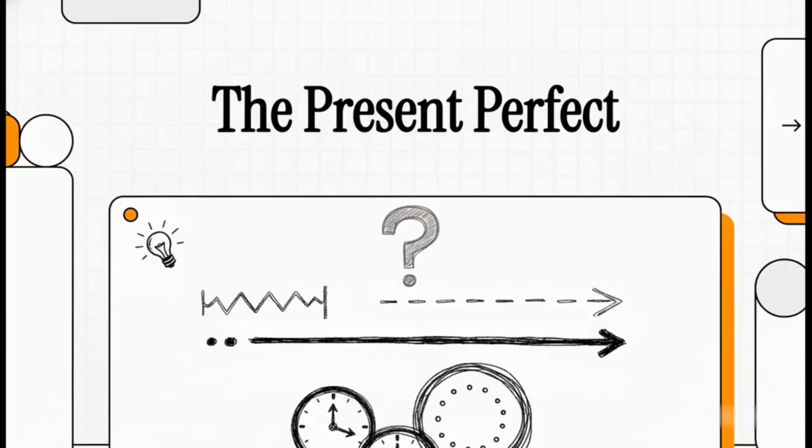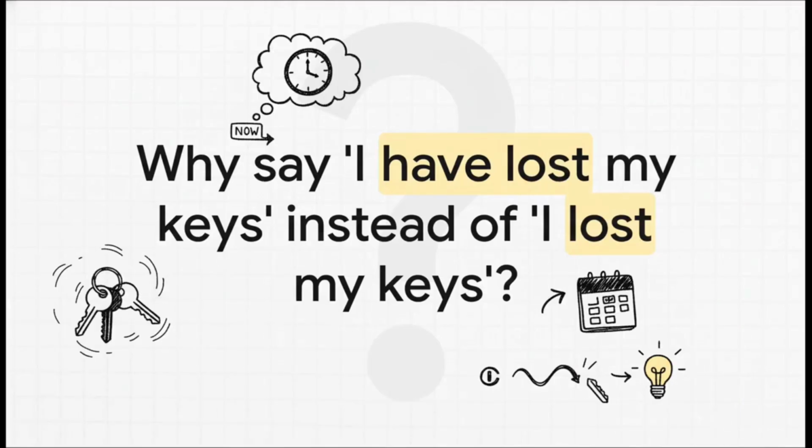All right, let's talk about a verb tense that trips up so many English learners, the present perfect. It's super useful, but man, can it be confusing. If you've ever found yourself scratching your head about when to use it, don't worry, you are definitely in the right place. So, let's just jump right in with a classic question.